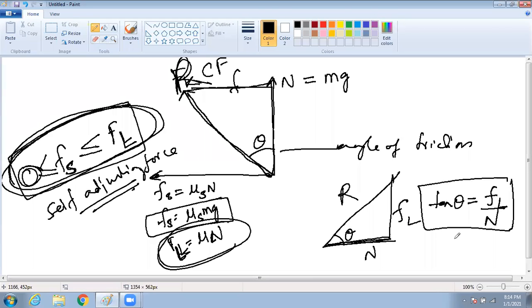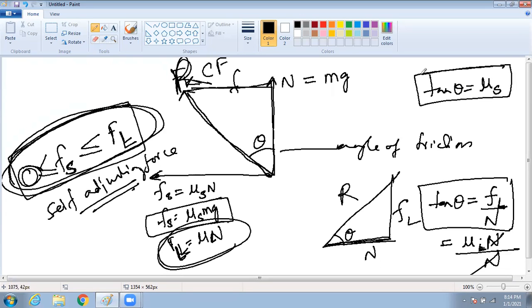So can I write F as mu N, mu into N divided by N? N will get cancelled. So what we will get? Tan theta is equal to what? Mu S. Tan theta is mu S if the body is at rest. If the body is in motion, tan theta equal to mu K. Clear, all of you?